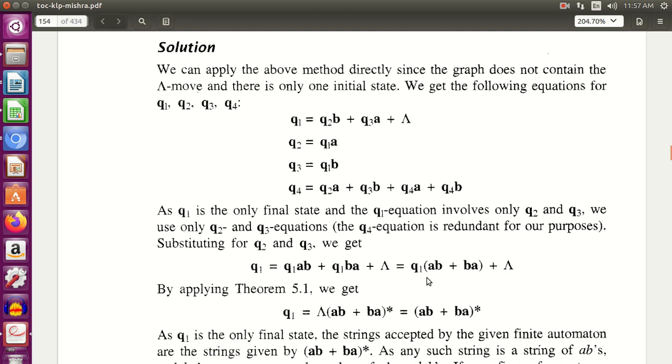So if you take Q1 common over here, you will get Q1 is equal to Q1(AB + BA) + lambda, which is equivalent to Arden's theorem, where Q1 is your R, this is your Q, and this is your P. So finally, what will be the solution? R's value, that is Q's value, will be equal to QP star, that is lambda (AB + BA) star. So the lambda part can be ignored, and we will get (AB + BA) star.